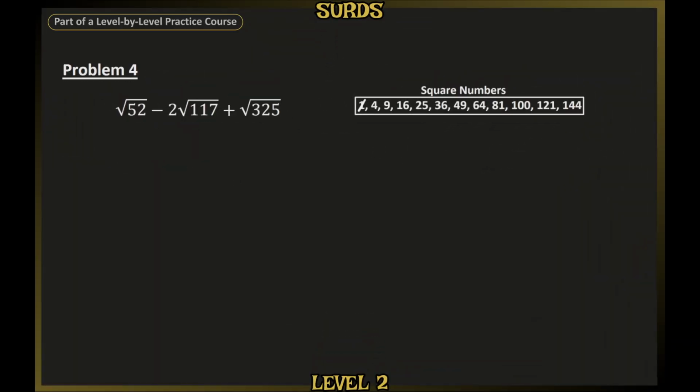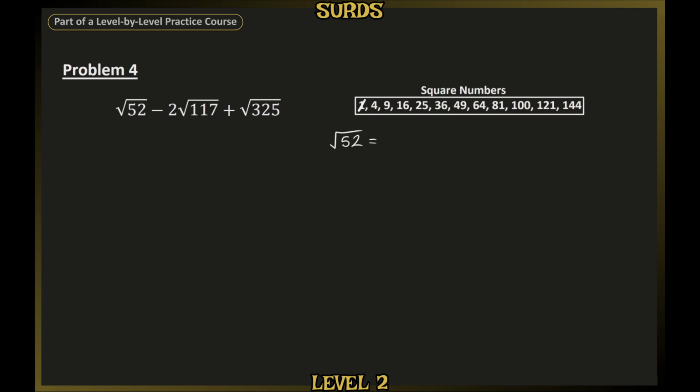In problem 4, we're simplifying the square root of 52 minus 2 root 117 plus the square root of 325. Now again here, to be able to add and subtract, we need the same surd part in each term. So we're going to simplify, and we're going to start with the smallest surd, and that's the square root of 52. So to simplify this, we need to find two numbers that multiply to make 52, where one of them is on our list of square numbers.